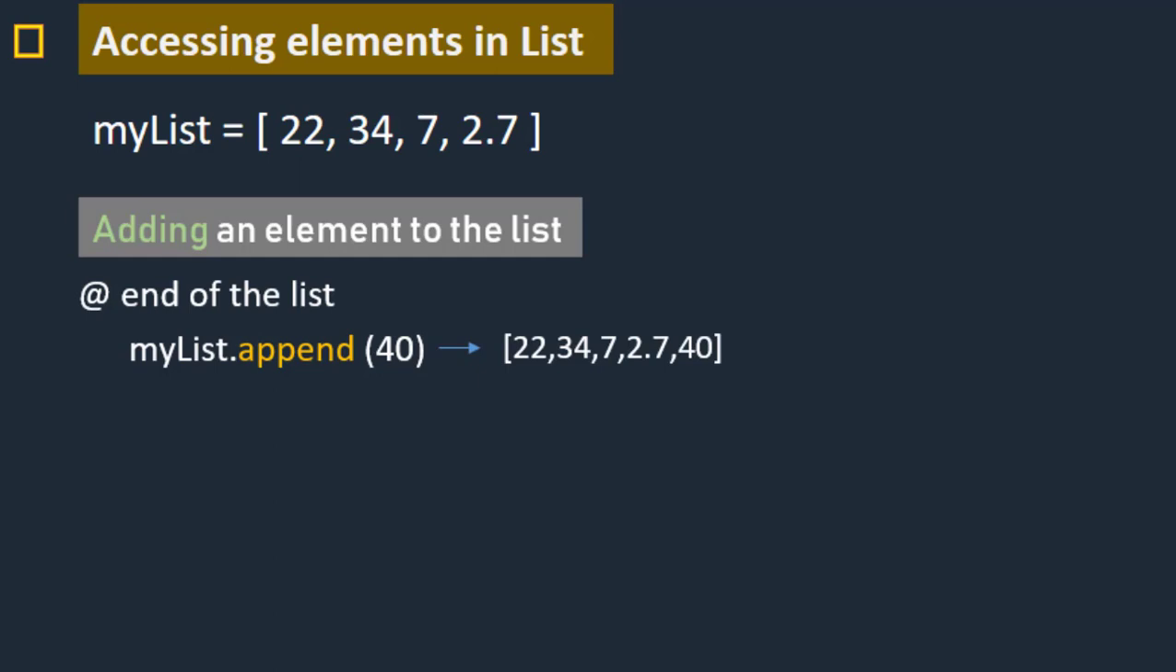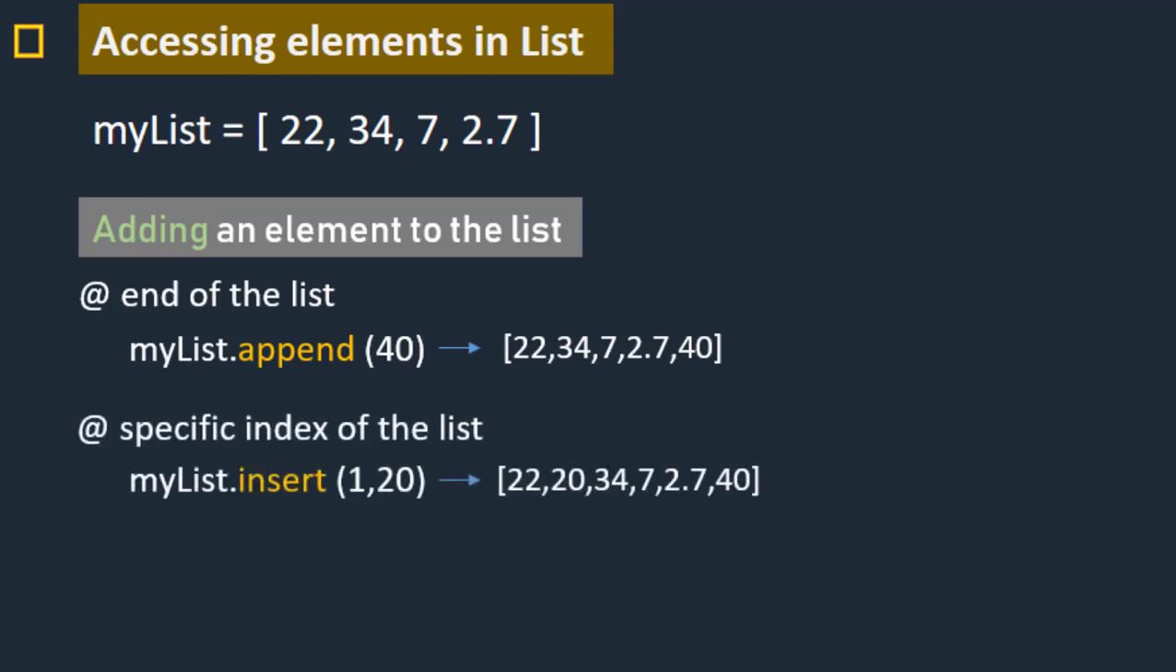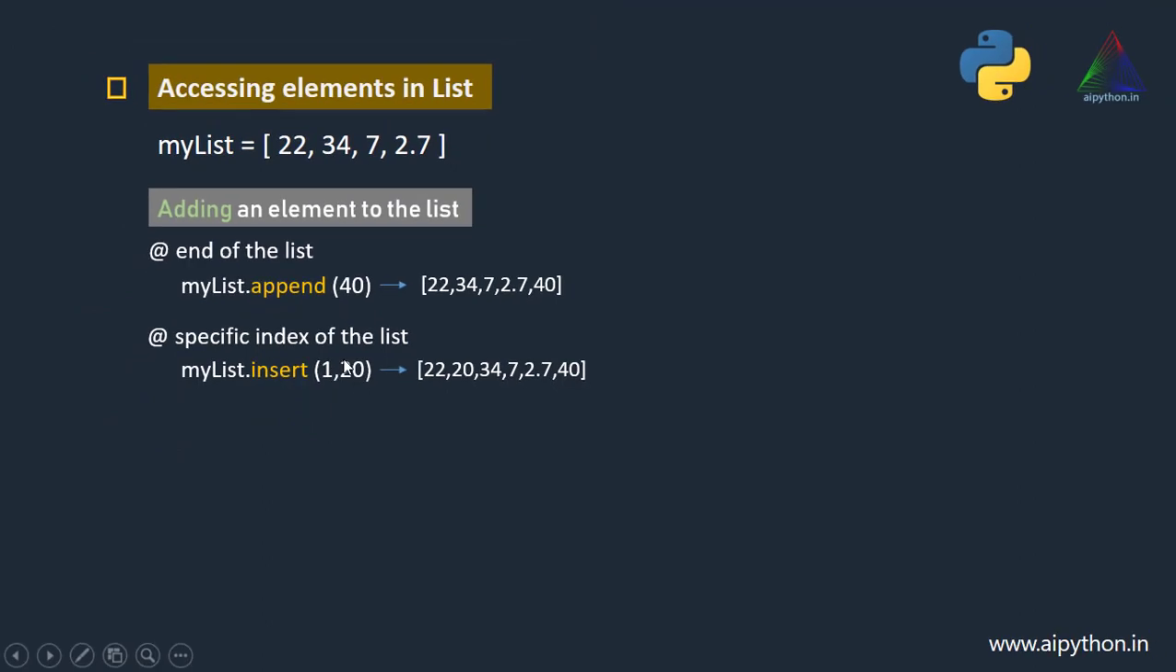Append is a keyword to add the element at the end of the list. And if you want to add the element at a specific location, then there is another command called insert. Using the insert command, you can insert the element at a particular index. Here 1 is the index and 20 is the element. If I wanted to insert element 20 at index location 1, then I can use this command.